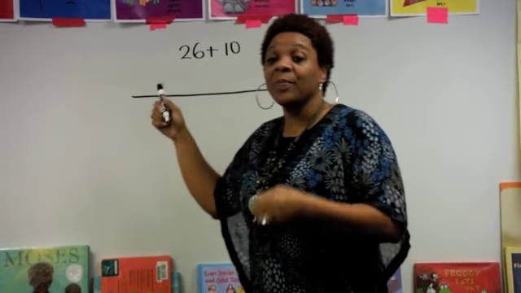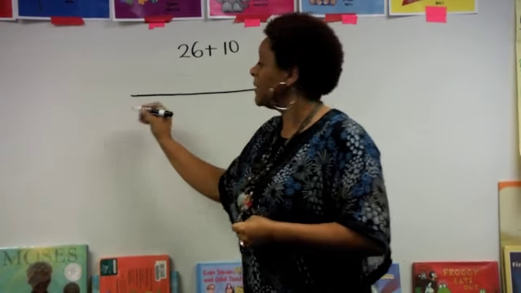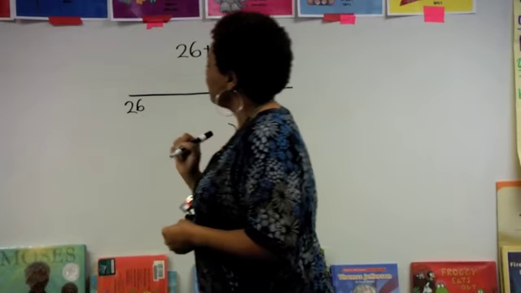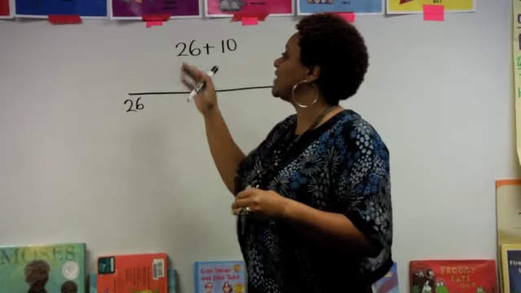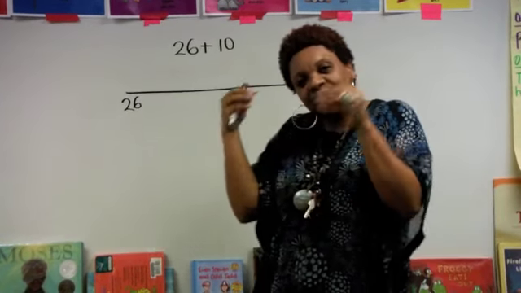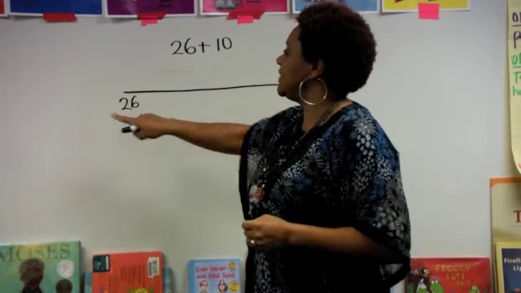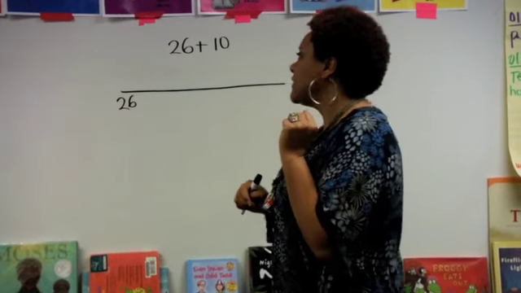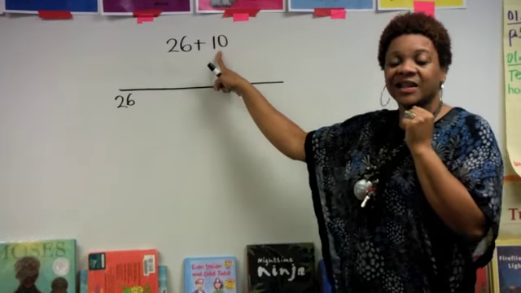Again, we talk about how we put the biggest number at the beginning of the number line. So I'm going to go ahead and write 26. Please make sure that you really explain why we do this. They need to know the why. Here's 26. I make a big deal of saying, okay, I'm going to add 10.